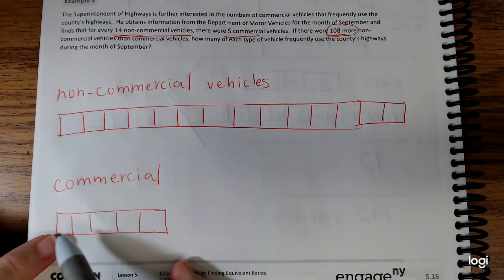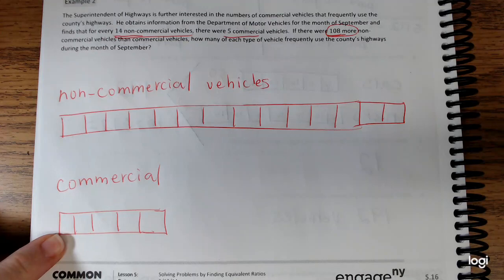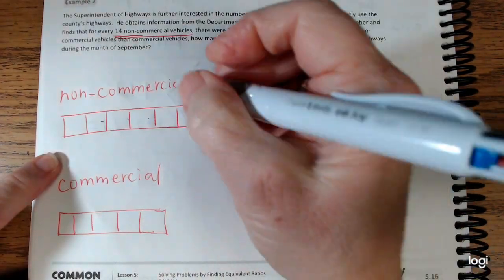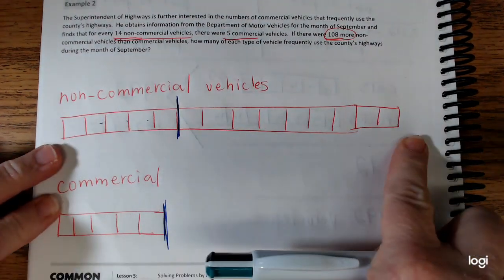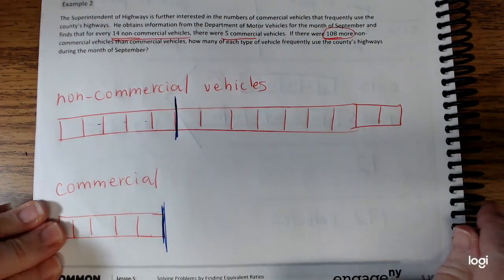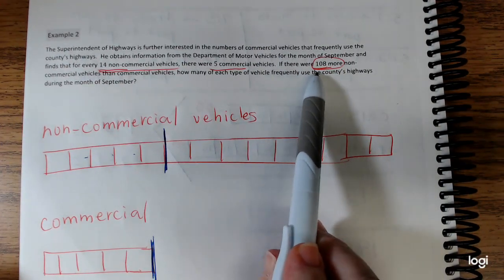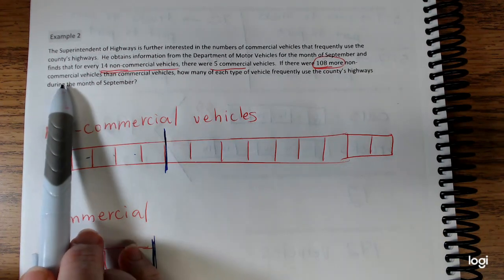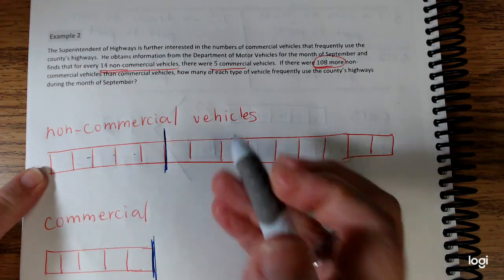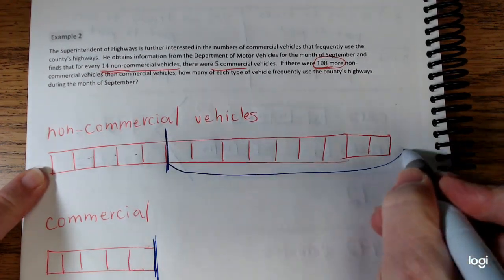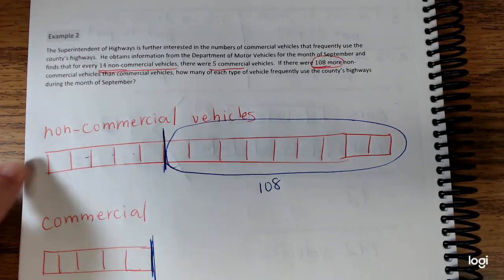Now, if you notice, 1, 2, 3, 4, 5, 1, 2, 3, 4, 5. So let's put a little line to see where we have the same amount. So here's where we have the same. This is the extra. The reason why I'm doing that is you will notice up here, if we reread, it says, if there were 108 more non-commercial vehicles. So obviously there's more here. And that more right here is 108. These are the same.